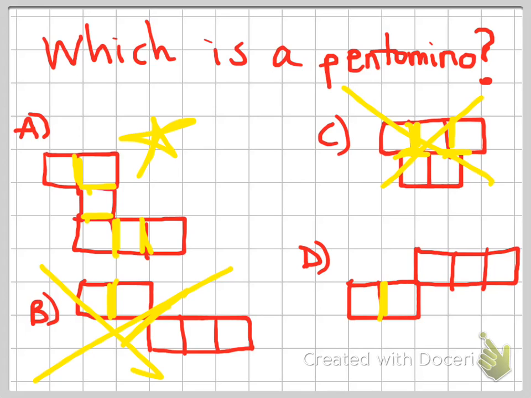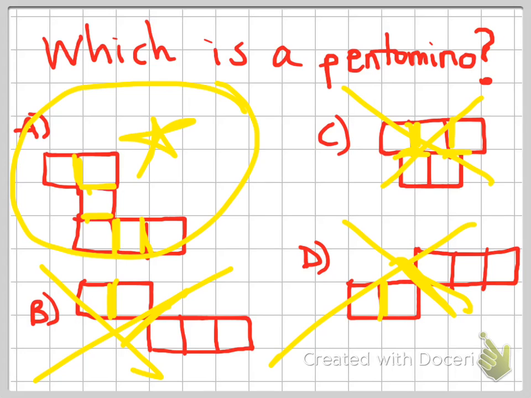Let's look at D. These two here share a full side. Uh-oh, here we go again. This one is sharing a corner, which means that is not a pentomino. So reviewing all these, this means that A would be a pentomino.